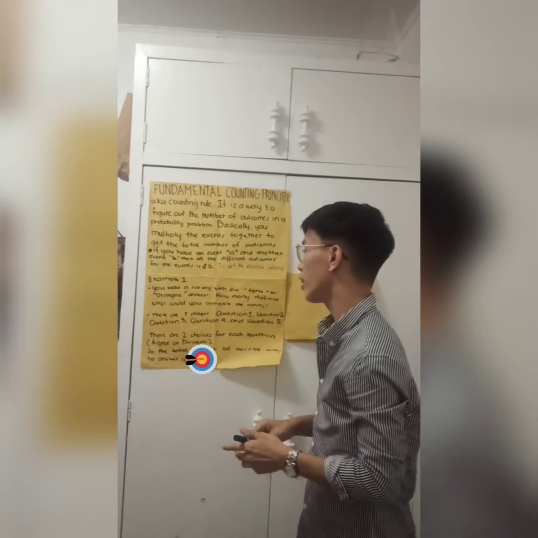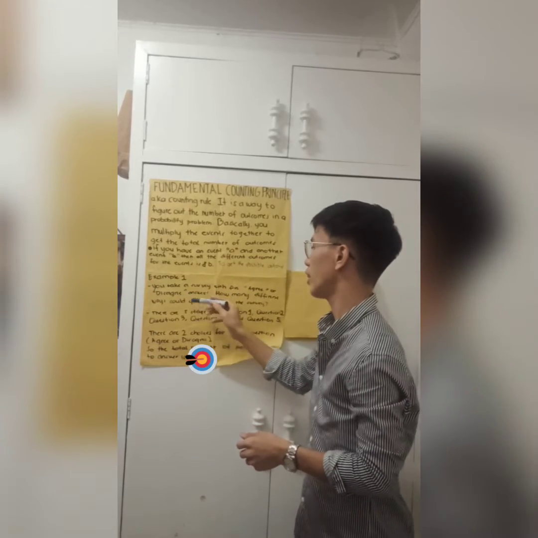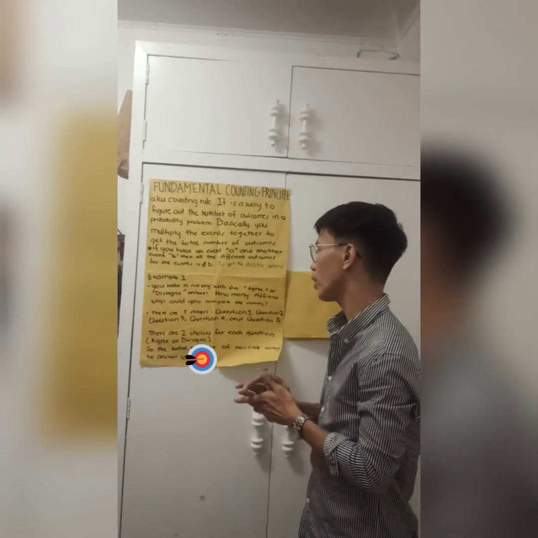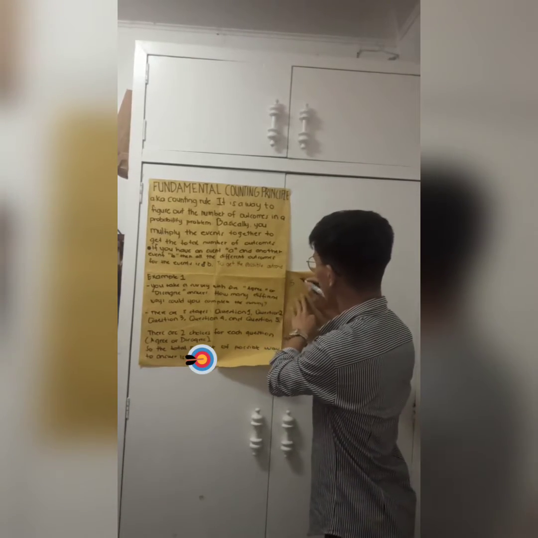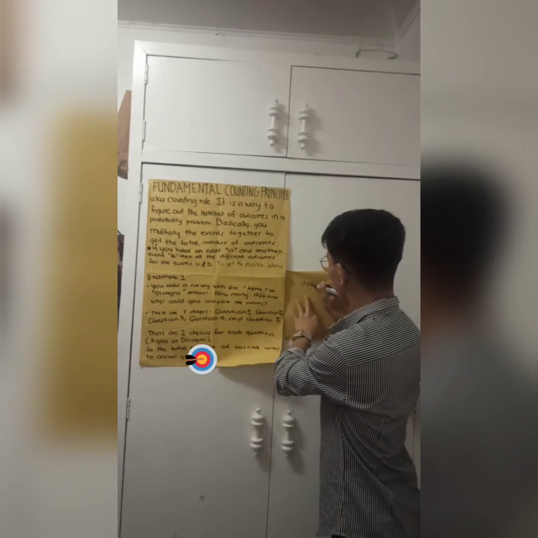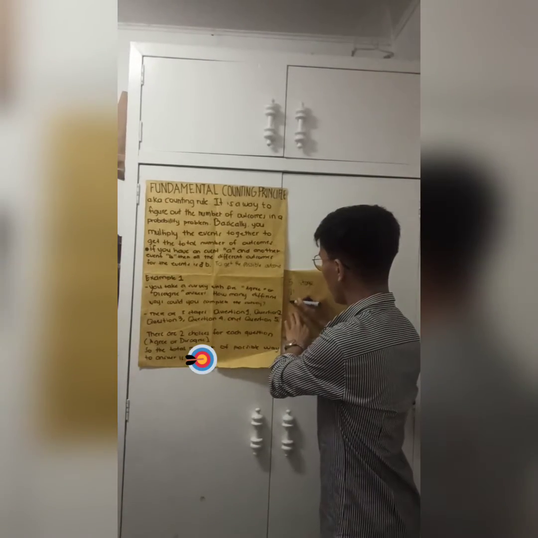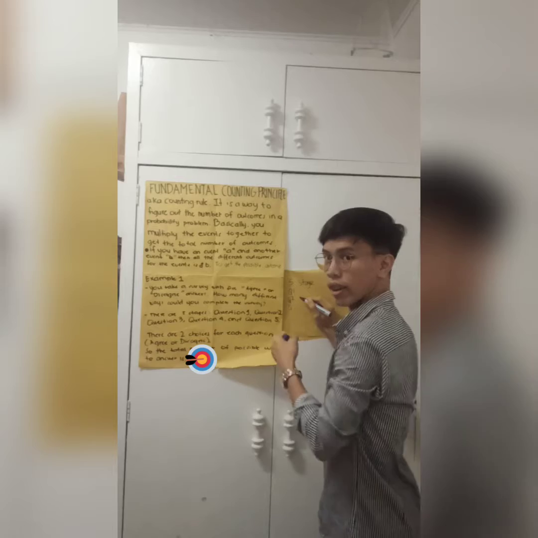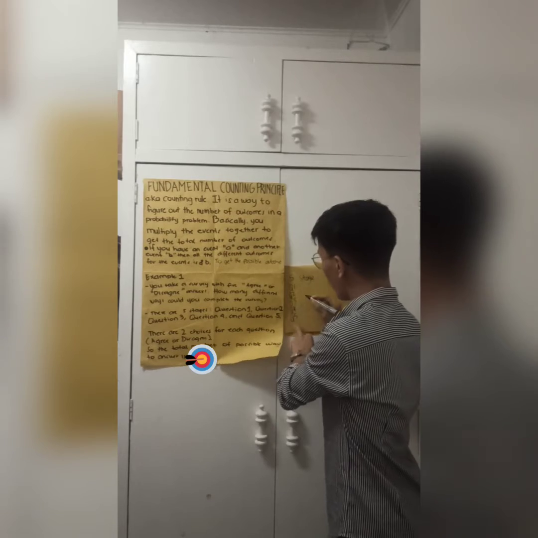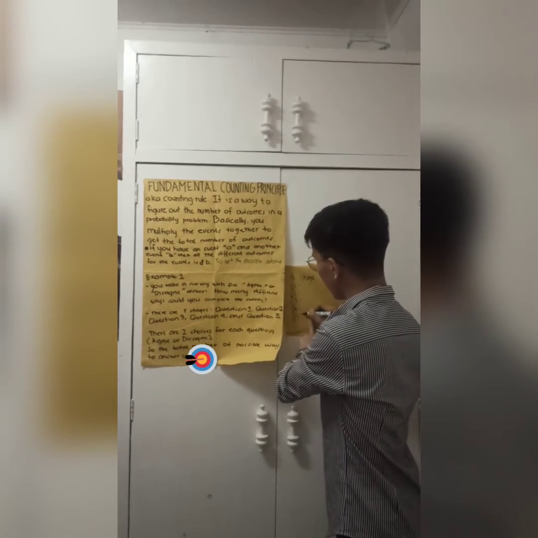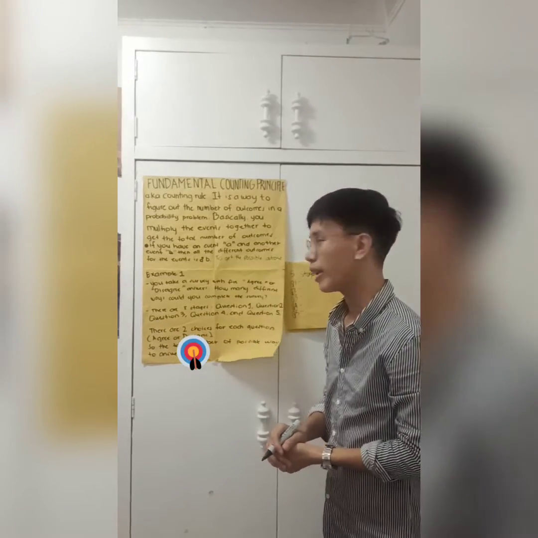Example number 1. You take a survey with 5 questions. Agree or disagree. How many different ways could you complete the survey? Now, we have 5 questions: question number 1, question number 2, question number 3, 4, and question number 5. Each question has 2 answers, which are agree and disagree.